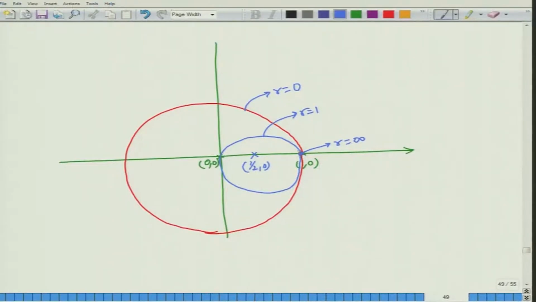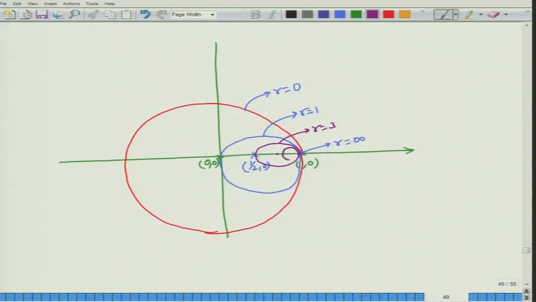So if you were to write, say, r equal to 3, the center for r equal to 3 will be 3 by 4 comma 0, and the radius will only be 1 by 4. 3 by 4 is located at this point. Okay, 3 by 4 is located here, and it also has a radius of 1 by 4. So that circle would look something like this. So this would correspond to r equal to 3.